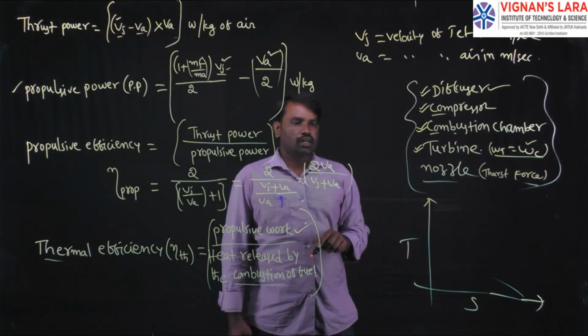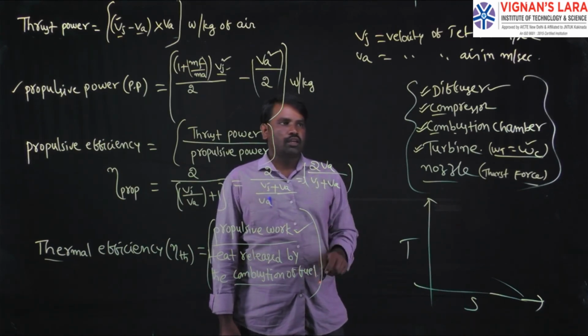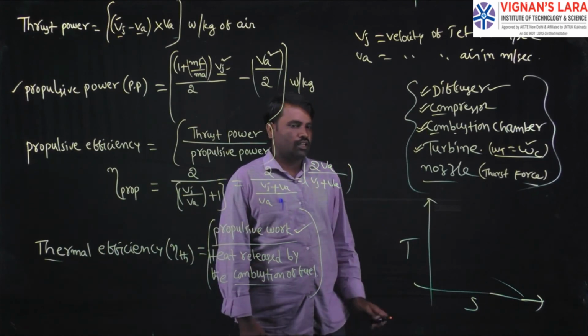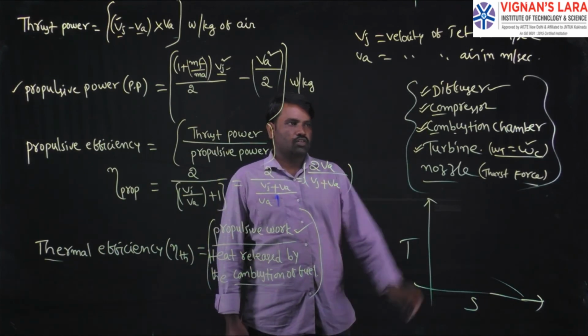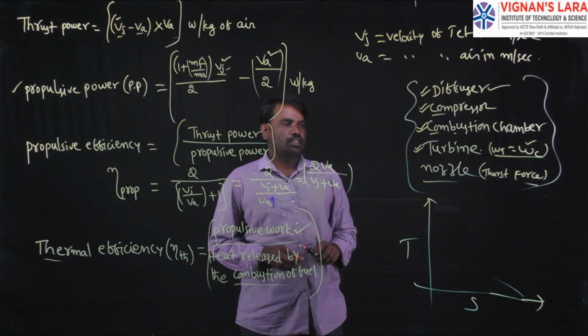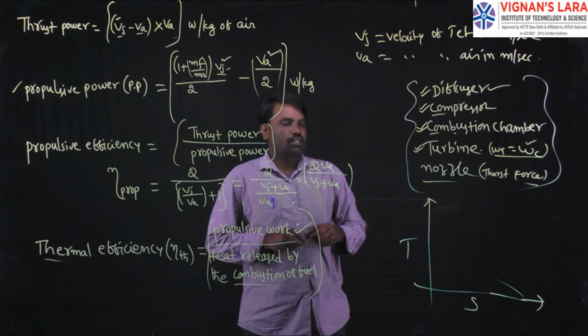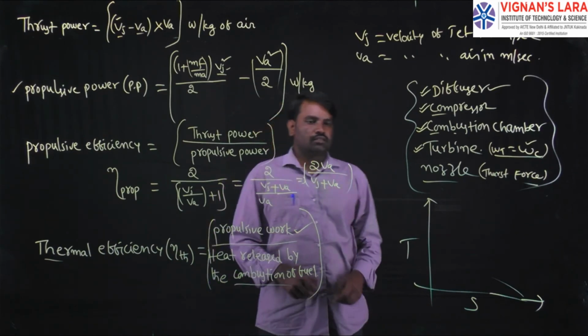Okay, while solving the problems you have to remember how to draw the TS diagram of the jet engine. That TS diagram of the jet engine includes these 5 components. With the help of these 5 components, thermal analysis only, we can solve every problem in jet engines. Okay, thank you.